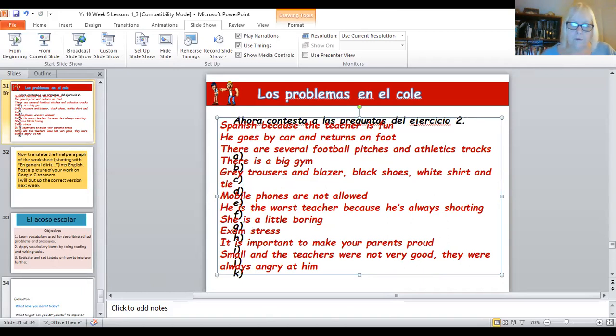So it was, what was his primary school like and why are the students afraid of failure at school? They're afraid of failure at school because it's important to make your parents proud. His primary school was small and the teachers weren't very good. They were always angry at him.